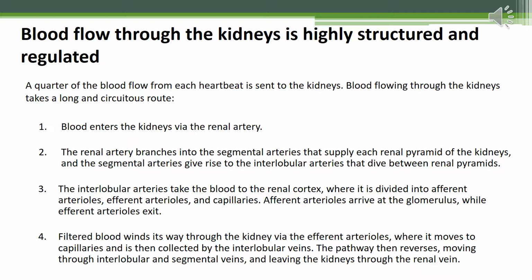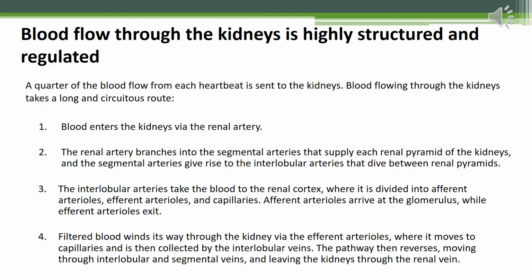The segmental arteries then give rise to the interlobular arteries, which deliver the blood to the renal pyramids. The interlobular arteries then take the blood to the renal cortex, where they divide further into the afferent arterioles, the efferent arterioles, and the capillaries. The afferent arterioles arrive at the glomerulus, while the efferent arterioles exit this structure. The filtered blood winds its way through the kidney via the efferent arterioles, where it moves to the capillaries and is then collected by the interlobular veins.